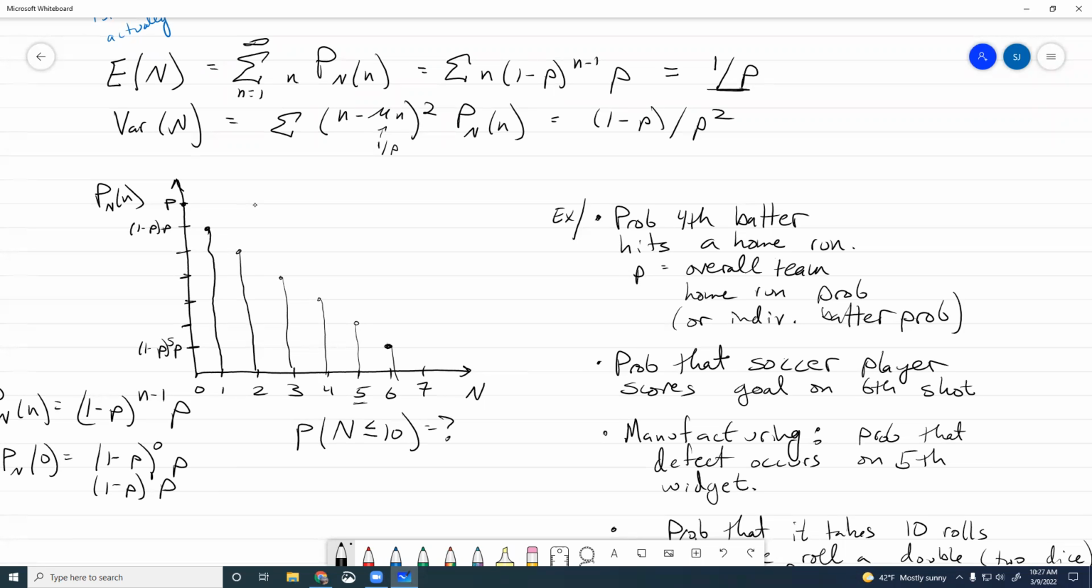Just sum them up, right? So it's 0, well, is it 0? No, I think you have to start at 1. I honestly don't know how to interpret 0 right now. So it's 1, 2, 3, 4, 5, 6, 7, 8, 9, 10. So we're just going to add all these up. So this would be the sum. Did I do that already? Oh, I don't know if I did. Sum from N equals 1 to 10 of (1 minus P) to the N minus 1 times P.